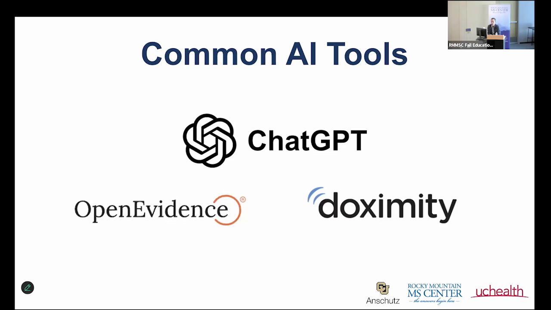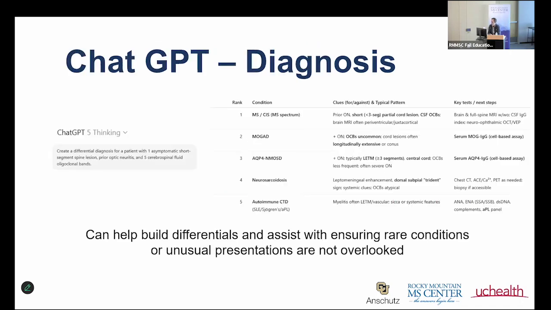So ChatGPT is a pretty broadly accessible tool. A lot of you that had raised your hands that you've used AI have probably interacted with ChatGPT either on a browser or on your phone in different fashions. But we have two more clinically focused AI tools. One was the one that I mentioned called Open Evidence, but Doximity is also a very common AI tool that we will use.